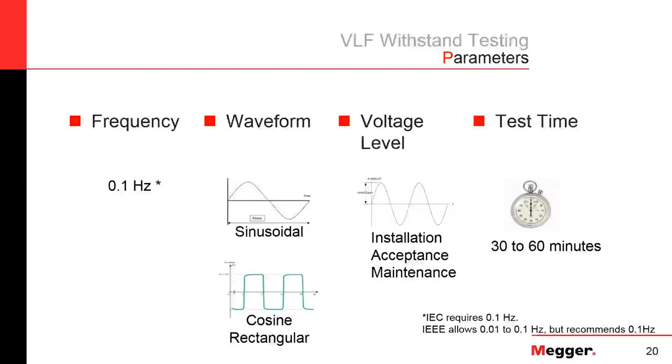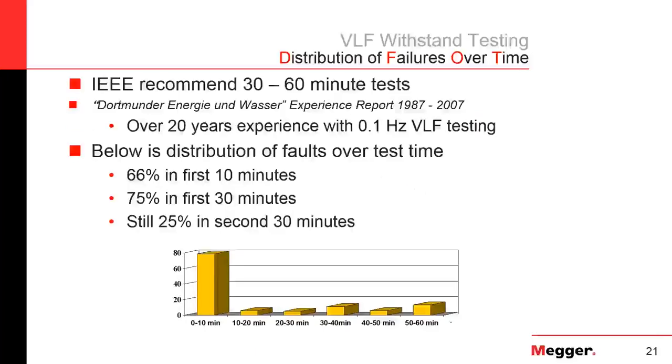The frequency should be 0.1 hertz. In fact, IEC requires 0.1 hertz. IEEE allows you to reduce the frequency to as low as 0.01 hertz, although they highly recommend 0.1 hertz. If you do reduce the frequency, you have to increase the test time. So if I go to 0.01 hertz, I'm no longer doing an hour test, I'm doing a 10-hour test.